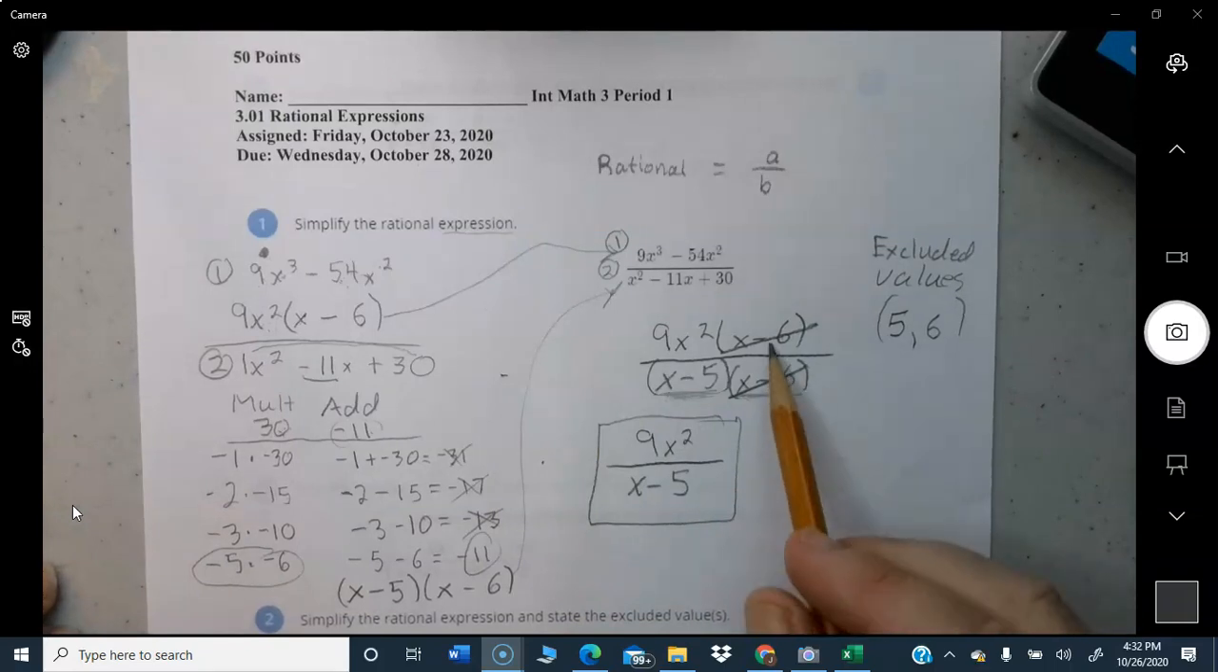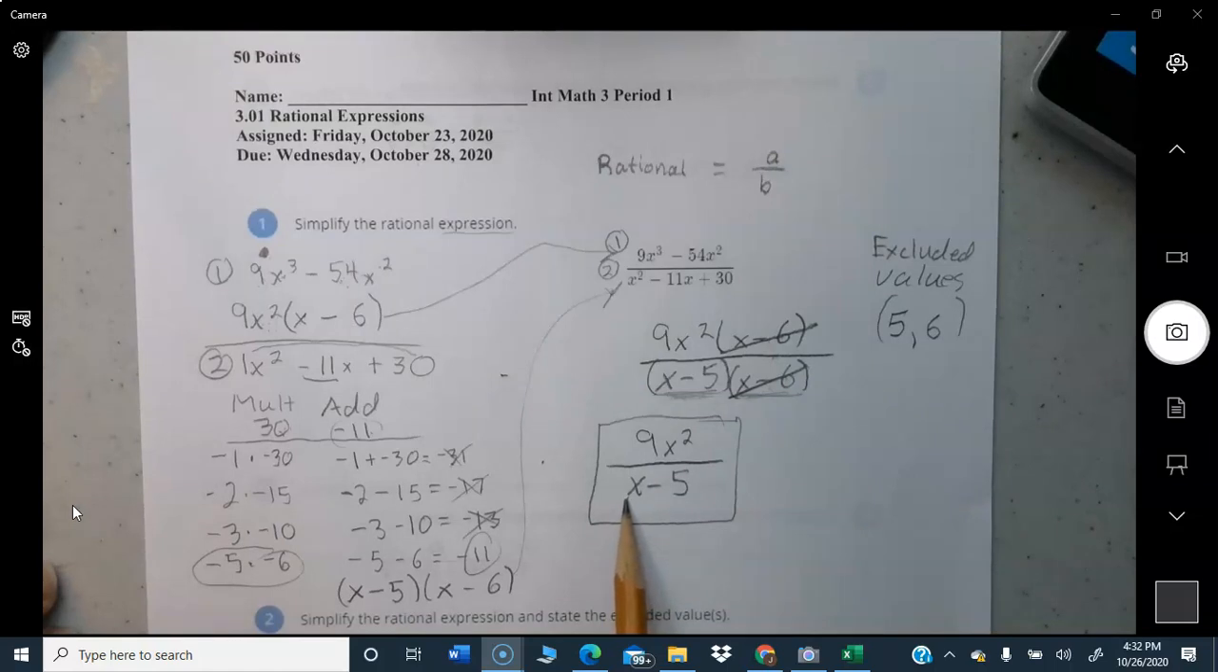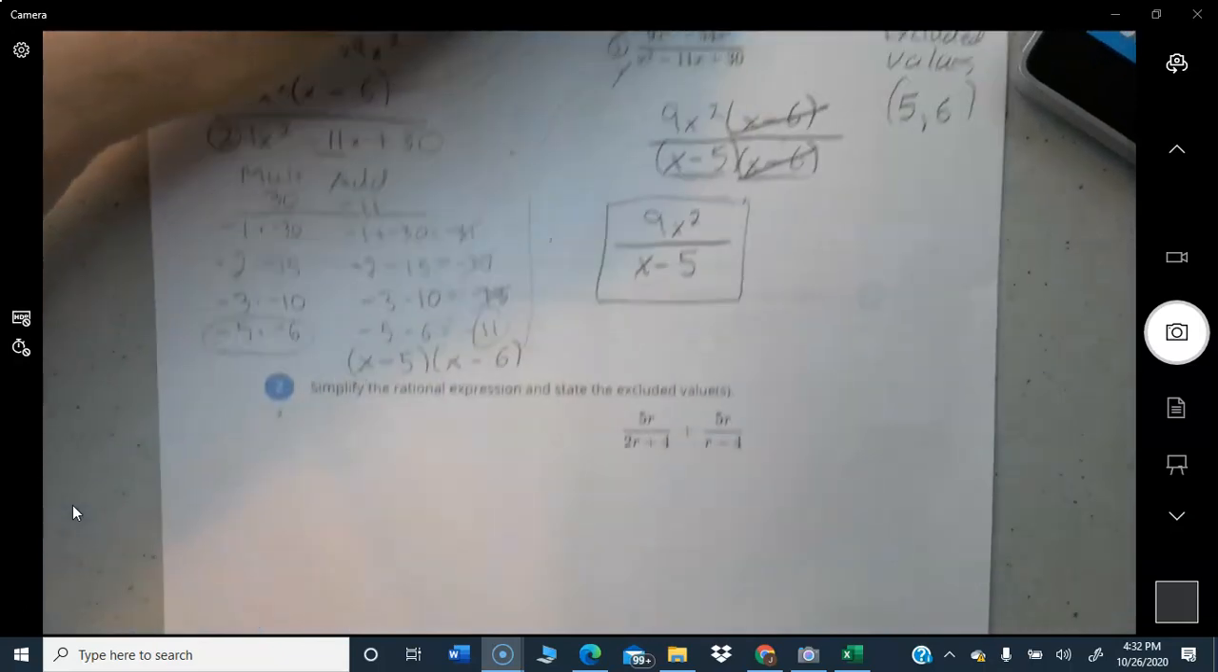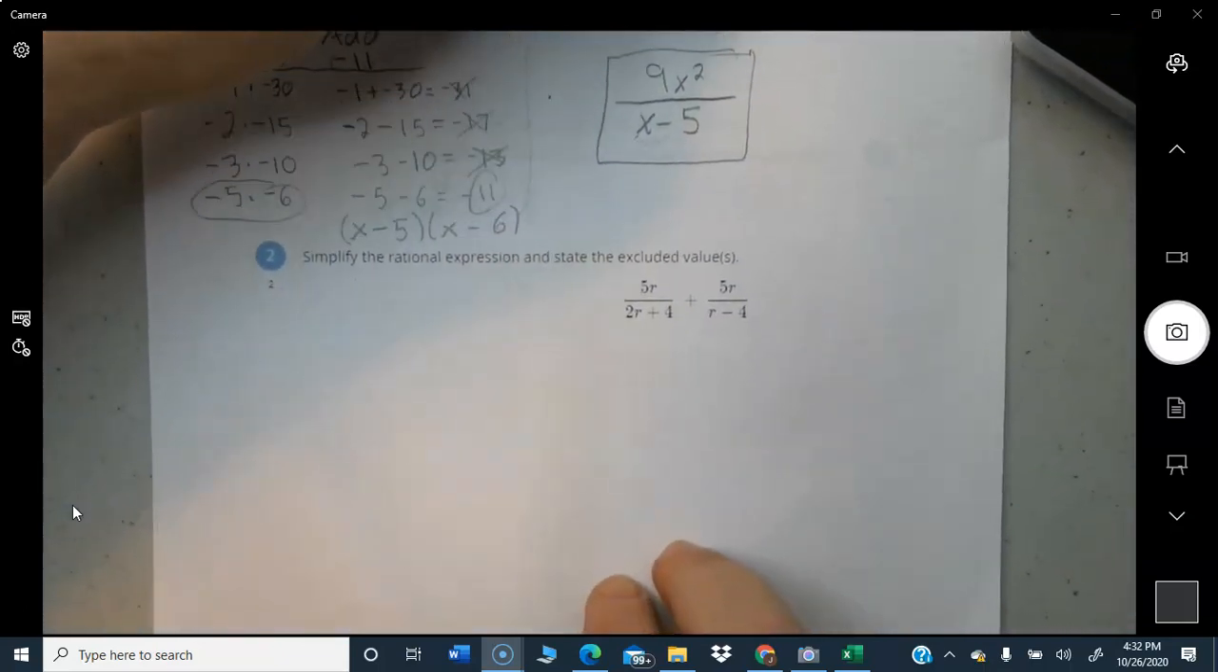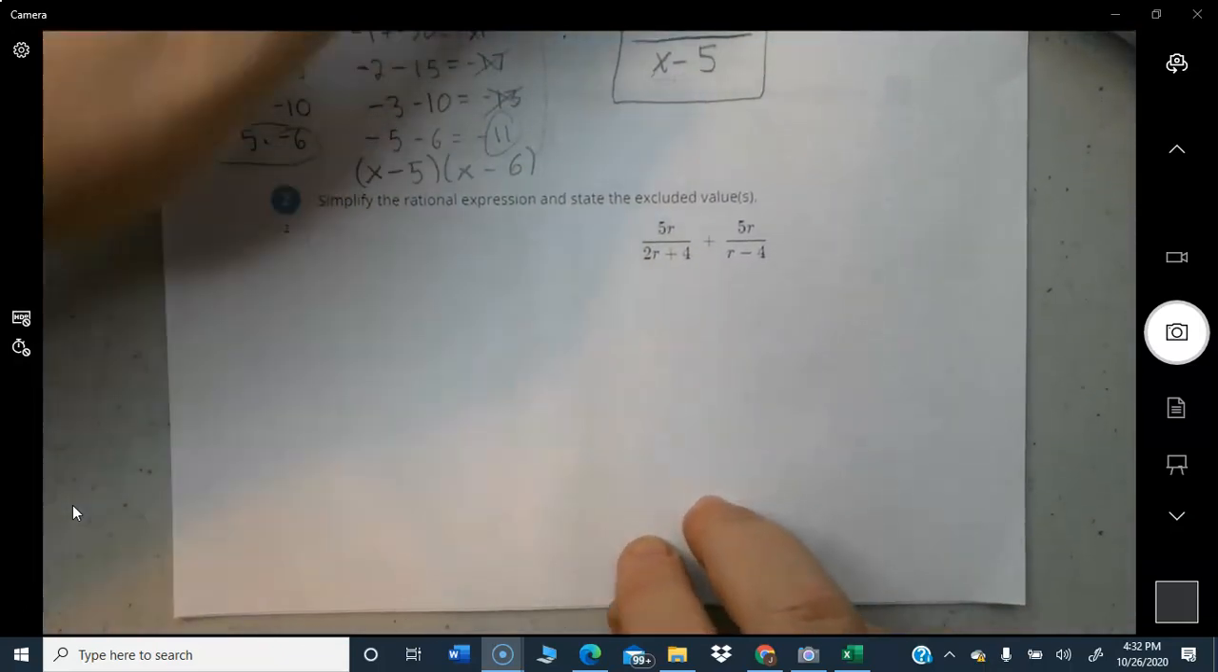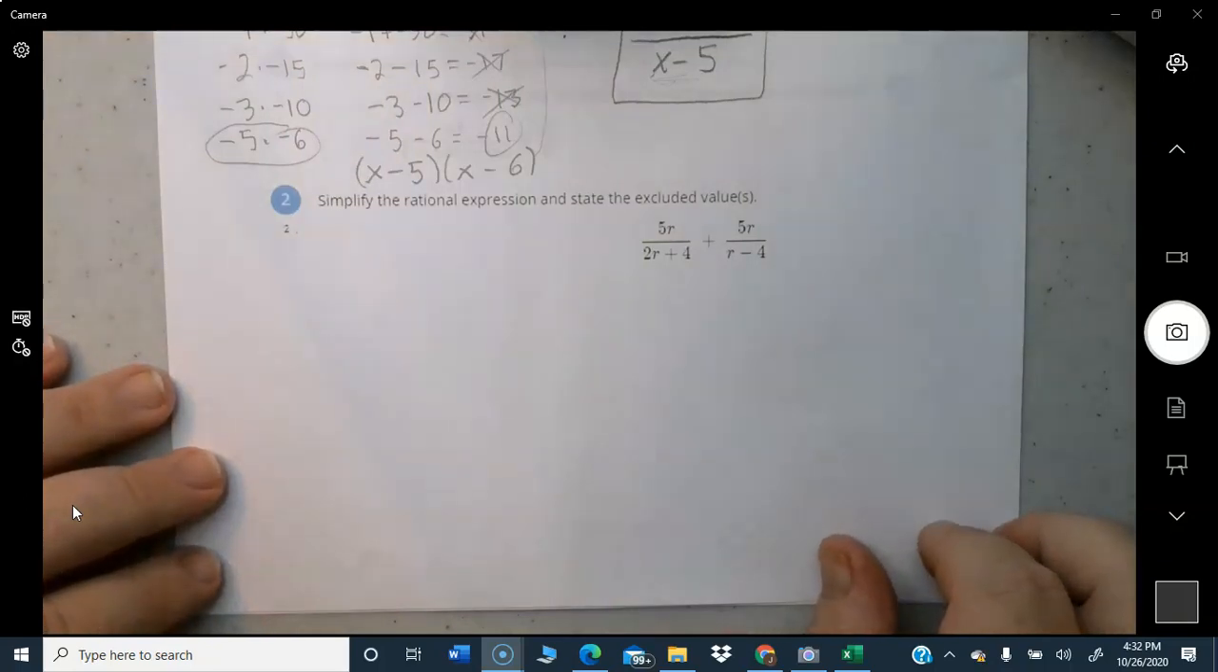Notice if we had canceled these first and then looked for excluded values, the only one we would have found is 5, this one. Okay, so that's why you have to look for the excluded values before you do the cancellations, all right? And there they are. Okay, let's keep going. These problems are going to be kind of long, okay? So buckle your seatbelts here. Some of these will be kind of long.